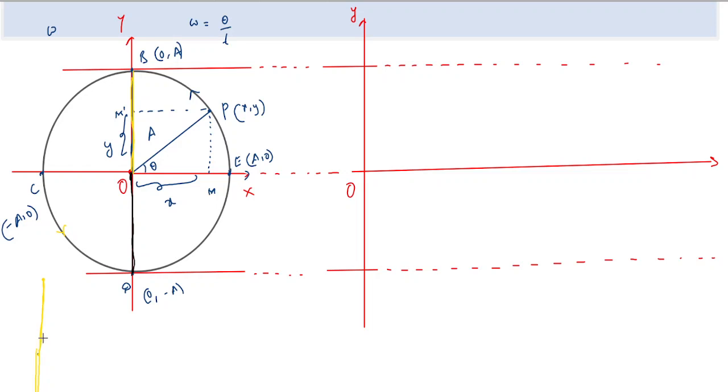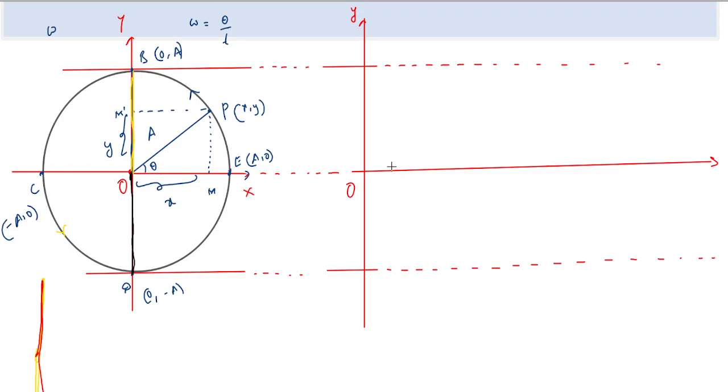Which means we find that for one complete circular motion of the particle, its projection on the y-axis would be an oscillatory motion. It is very clear from here that when the particle makes a complete circular motion, its projection would be an oscillatory motion. So even though the particle is in a circular motion, its projections on x or y will be oscillatory motion.